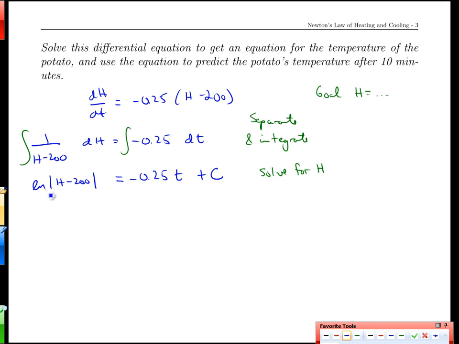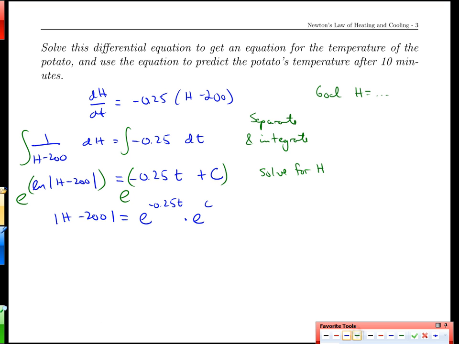All right. What do we need to do next? Well, we need to get rid of this ln. I want H. We need to get rid of the ln. So we're going to exponentiate both sides, or use e as a base for both sides. The exponential and ln undo each other. On the other side, we get e to the negative 0.25 t. And because it's e all to the power of this, we can also treat it as e to the power c multiplying the other exponential.